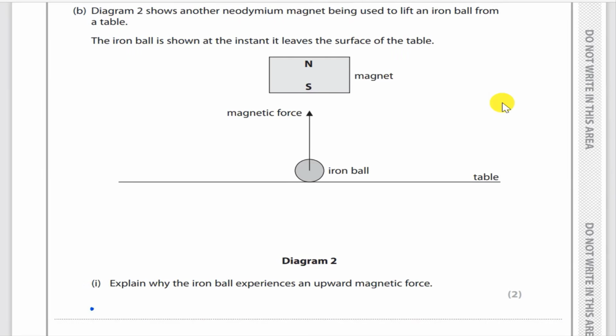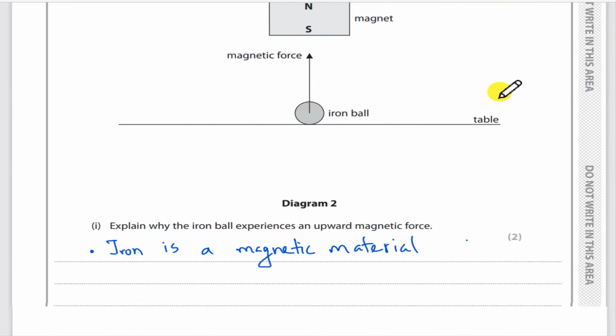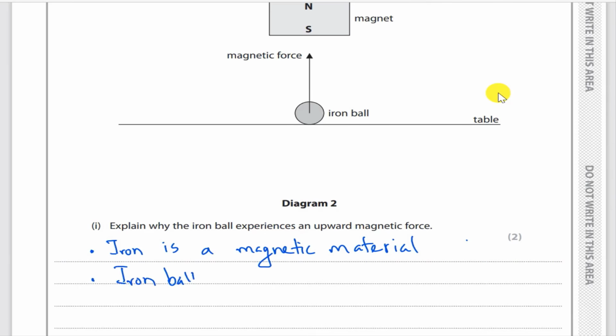Because iron is a magnetic material. Iron ball is attracted to the magnet.